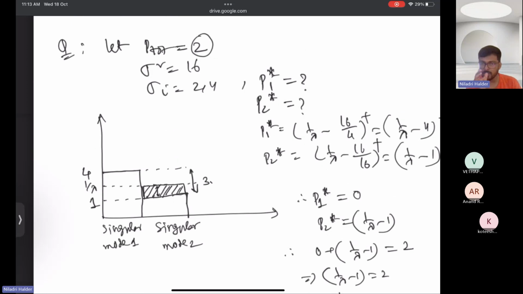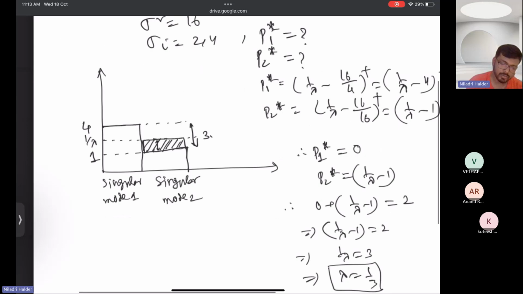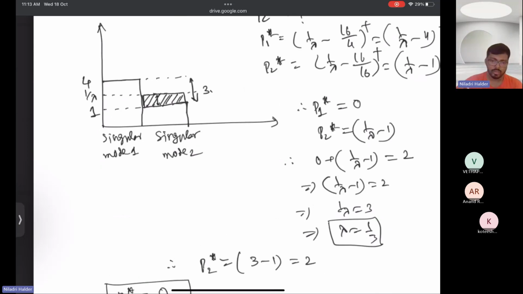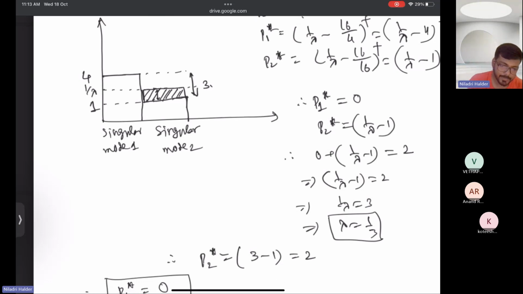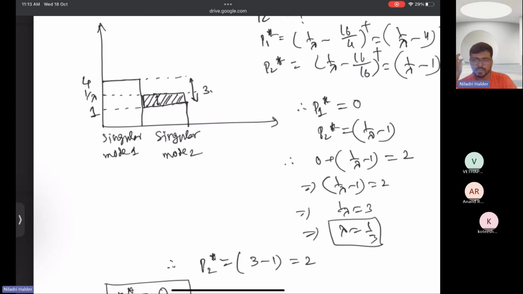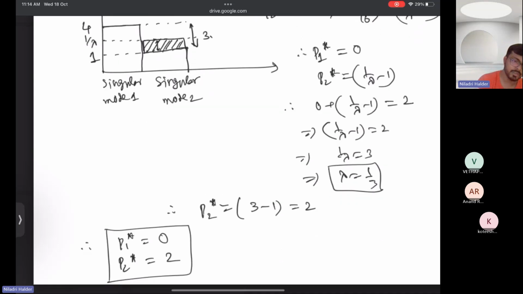As the total power budget is very low, the optimal power allocation for singular mode 1 is 0, but for singular mode 2 it is 1 by lambda minus 1. Since the total power budget is 2, all the power is going to singular mode 2. So 1 by lambda minus 1 is equal to 2 and 1 by lambda is coming out 3. That means P1 star is equal to 0 and P2 star is equal to 2.